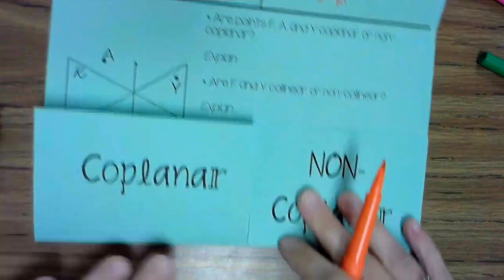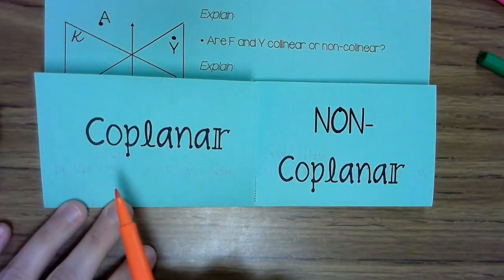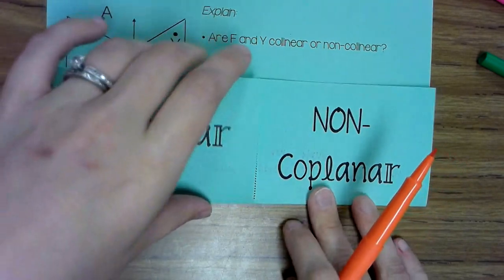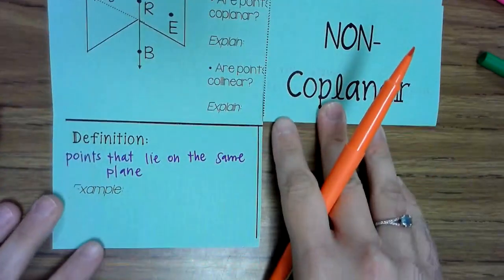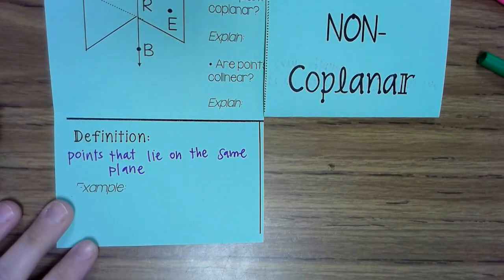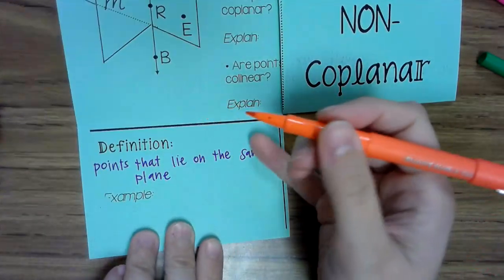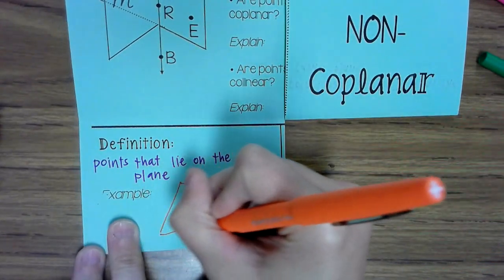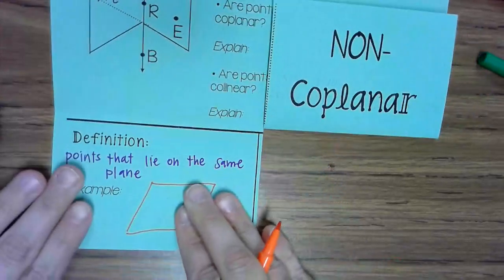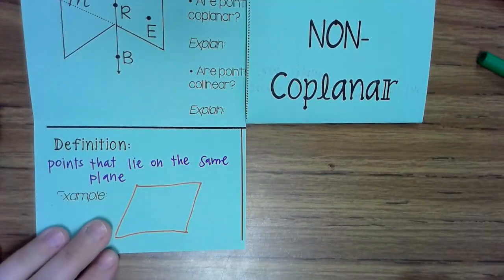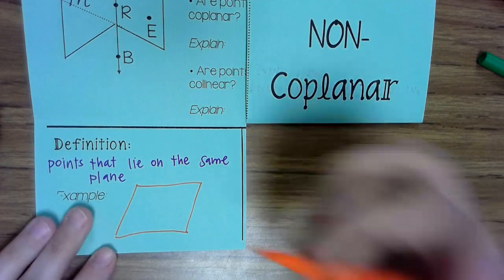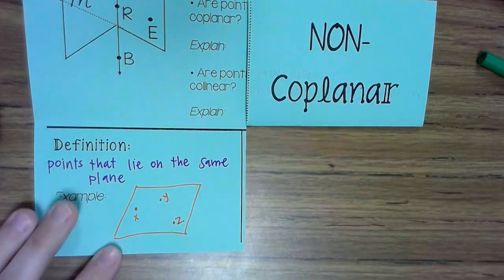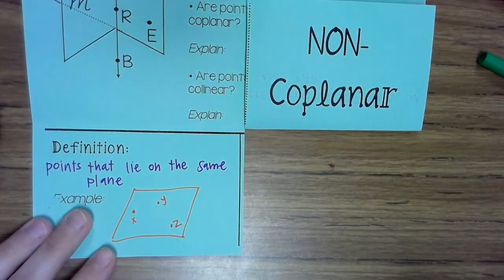All right. Coplanar, same thing. Co, together, planar. Hopefully that makes you think of plane. So if points are coplanar, that means they are points that lie on the same plane. Here's an example. We talked about planes in our last video. I told you I was going to draw planes the best I could. So there's my attempt at a plane for today. If points are coplanar, it means they're on the same plane. So I can just put some points in here. X, Y, and Z. X, Y, and Z are coplanar.